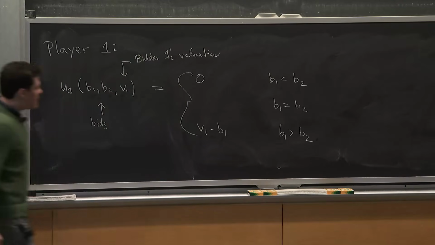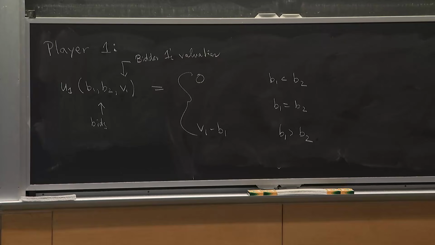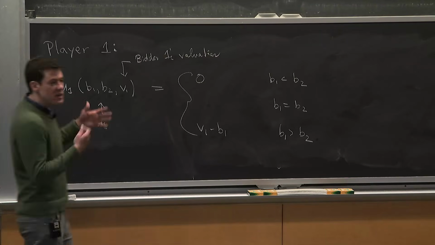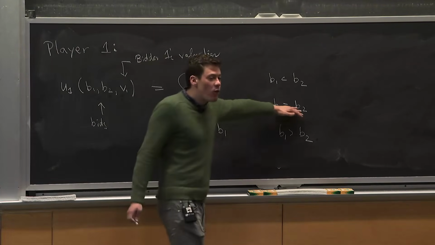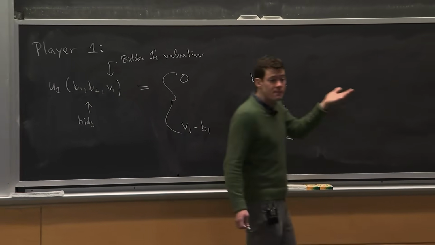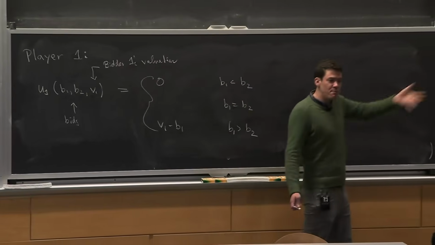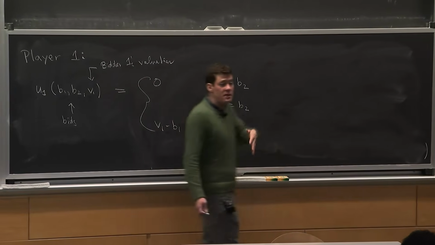What about this case here? Well, we have to make a choice about how we break ties. Normally, when things are continuous, this isn't so important. Normally, what we imagine is if both people bid the same amount, we flip a coin to see who wins. So we flip a coin. If it's heads, player 1 wins and pays their bid. If it's tails, player 2 wins and pays their bid.